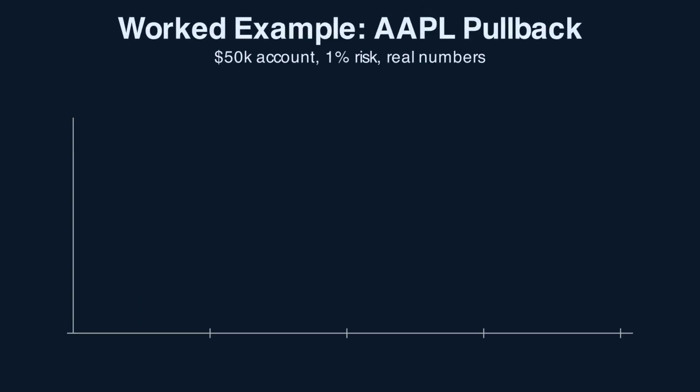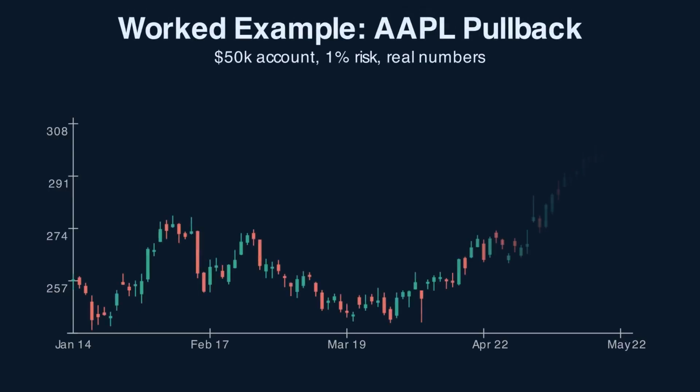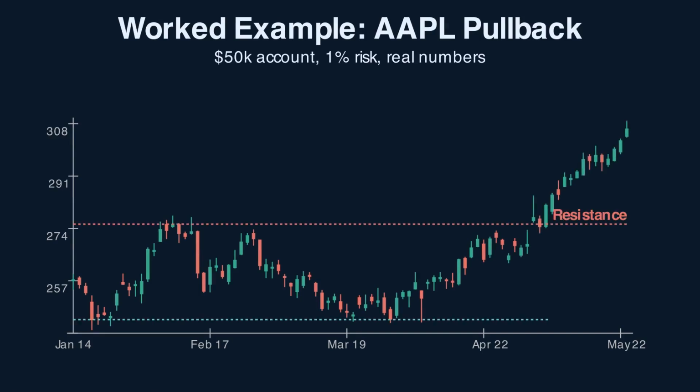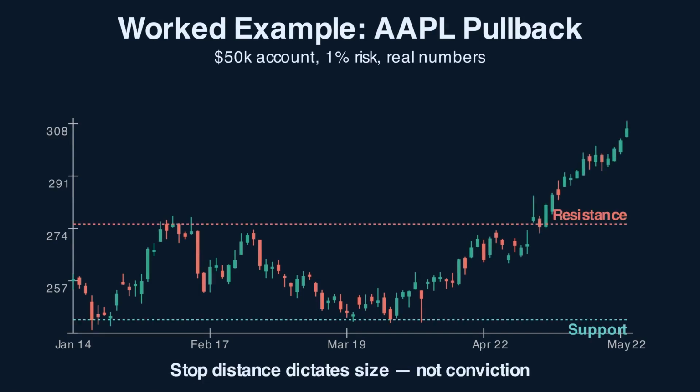On a real chart, say Apple pulls back to its rising 50-day at $310, where you want to enter long. Your stop sits at the prior swing low of $304, $6 of risk per share. Account $50,000, risk 1%. $500 of risk divided by $6 per share equals 83 shares. Not the round 200 you wanted to buy. 83. Stop distance dictates size, not conviction.